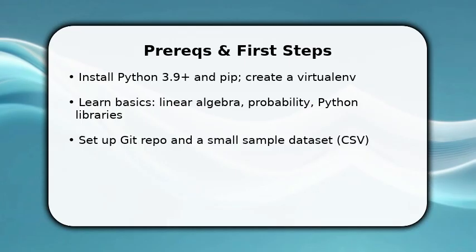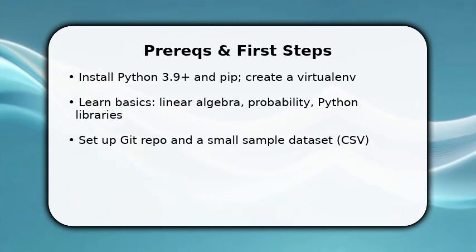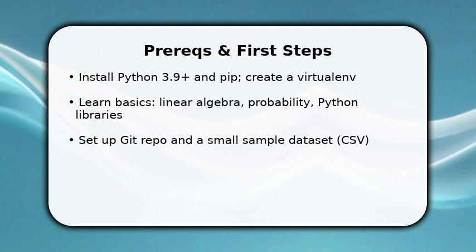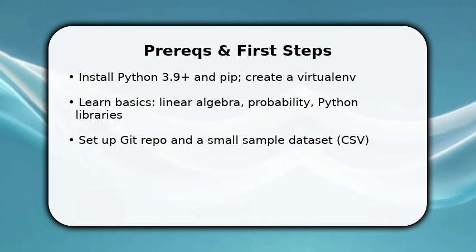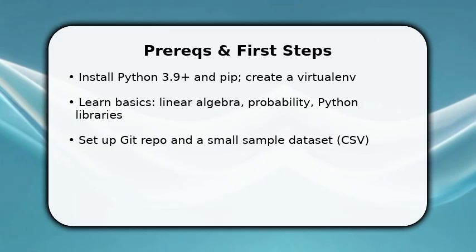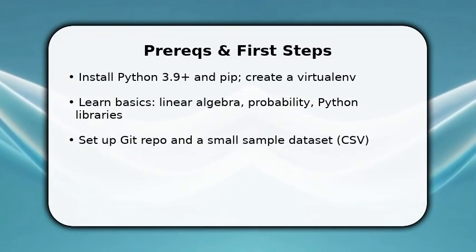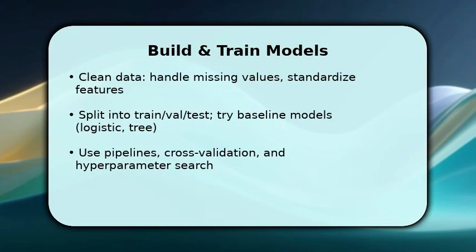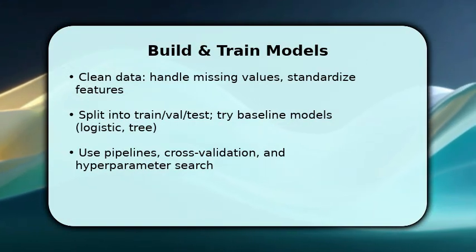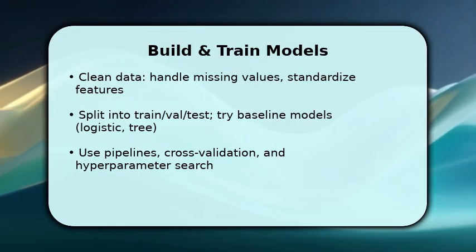This early setup prevents configuration dead ends and lets you focus on modeling, not environment problems, as you move to building your first pipeline. You now transform data and iterate on models. Start by cleaning rows, imputing missing values, encoding categoricals, and scaling numeric features so algorithms learn effectively.